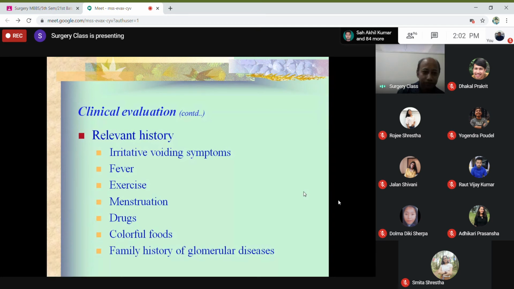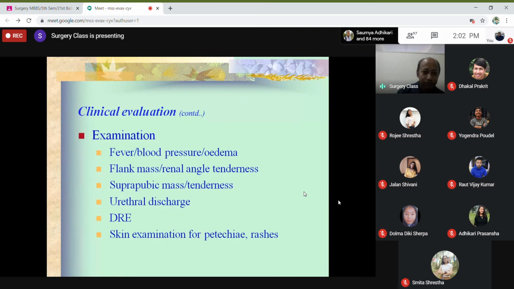So on examination, what do you look at in patients? First, look at the fever, blood pressure, and presence of edema. Fever indicates the presence of urinary tract infection as a cause of hematuria. The patient comes with hematuria, but your job is to diagnose the cause of hematuria and treat that. So all this history and examination we are doing to come to a diagnosis of the cause of hematuria. If fever is present, probably the cause is urinary tract infection. If there is high blood pressure or edema, probably this is glomerulonephritis, renal parenchymal disease. If there is a flank mass or renal angle tenderness, probably this is because of stone or malignancy of the kidney.